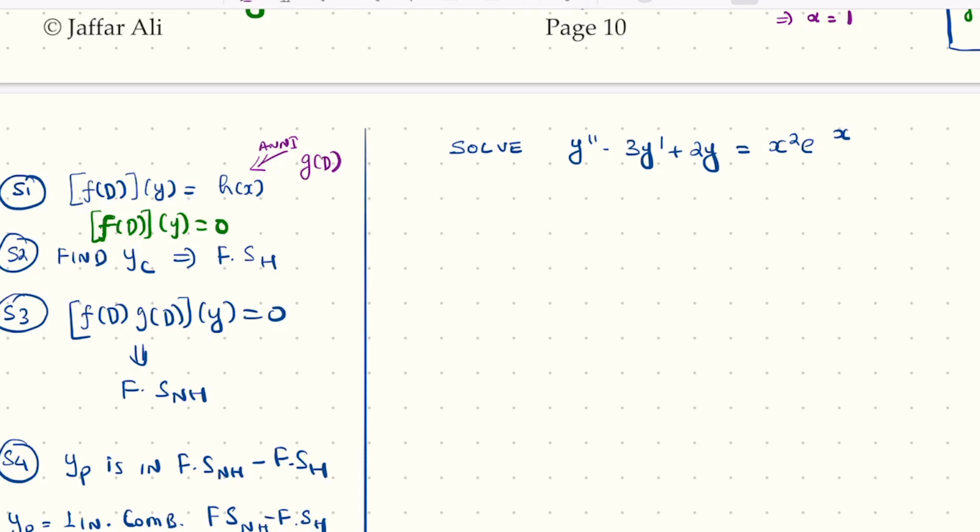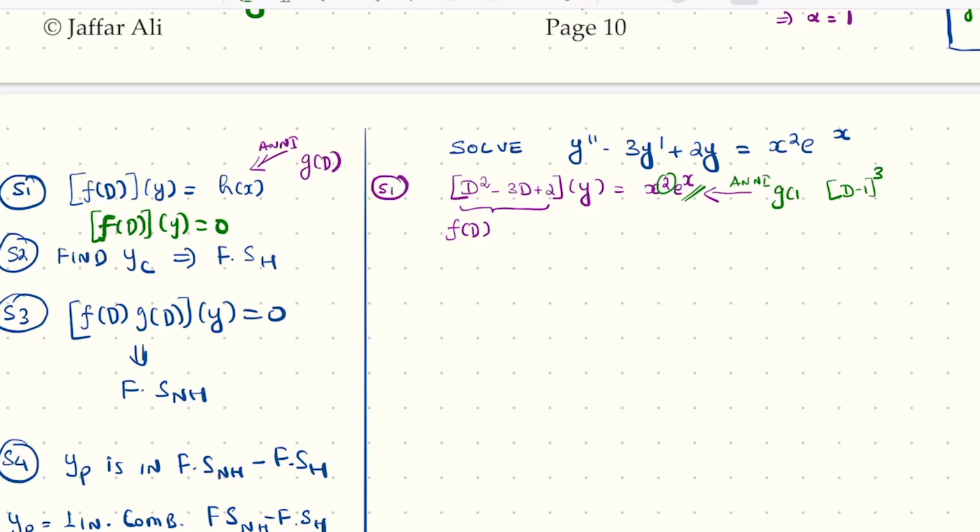Step one, as we said earlier, is to rewrite this in operator form, which is D squared minus 3D plus 2 of y equals x squared e to the x. Here is your f of D, as you see here. The annihilator for this one is going to be D minus 1, because of the e to the 1x, and because of the x squared, it's going to be cubed. So your g of D for this would be D minus 1 cubed. That's our step number 1.